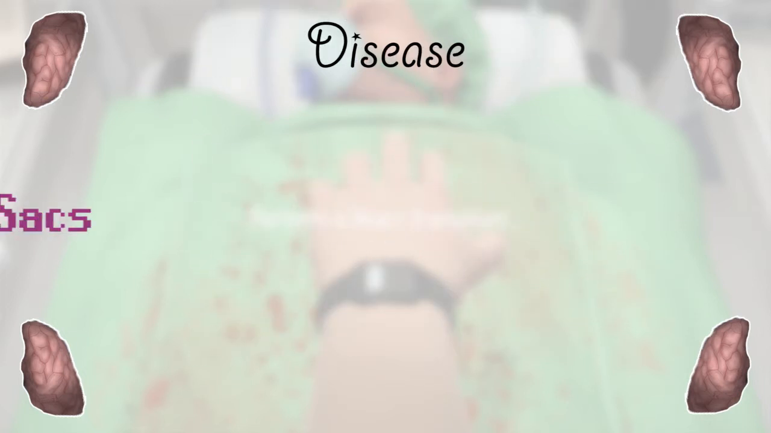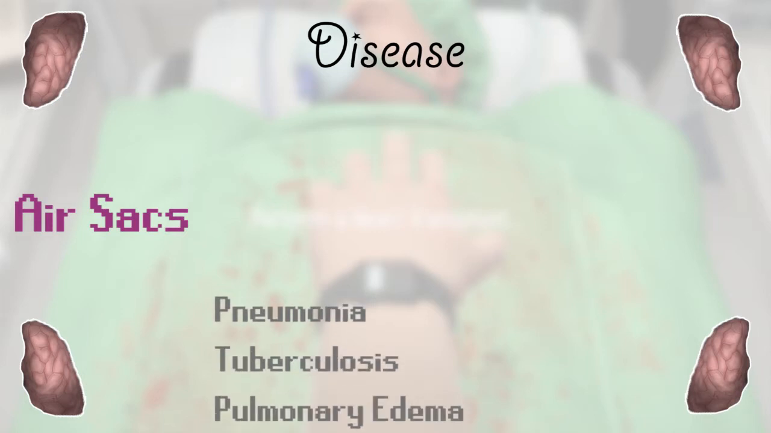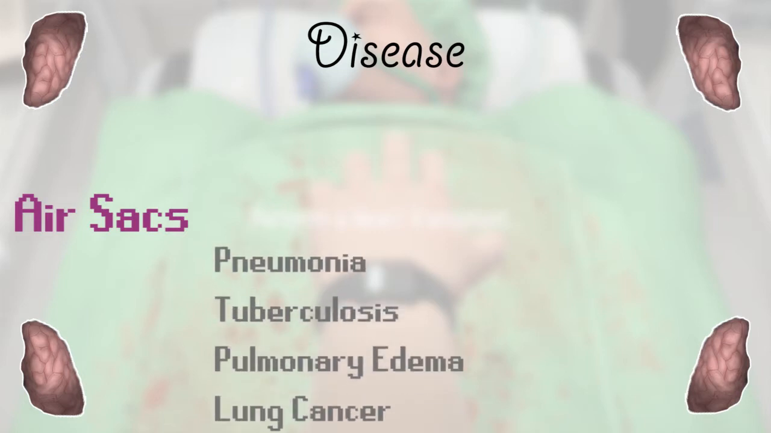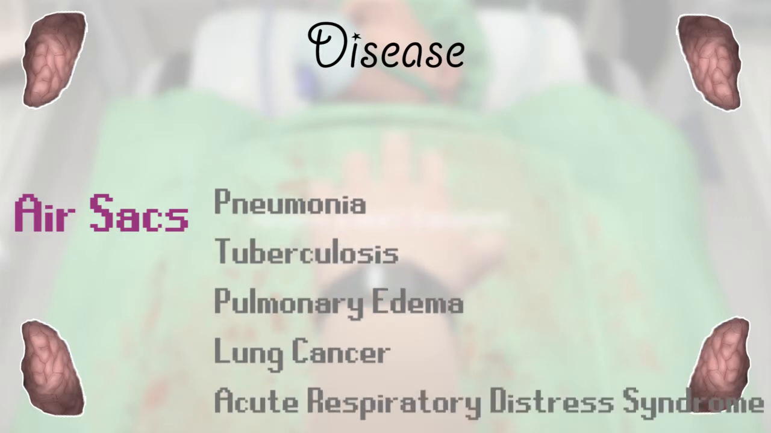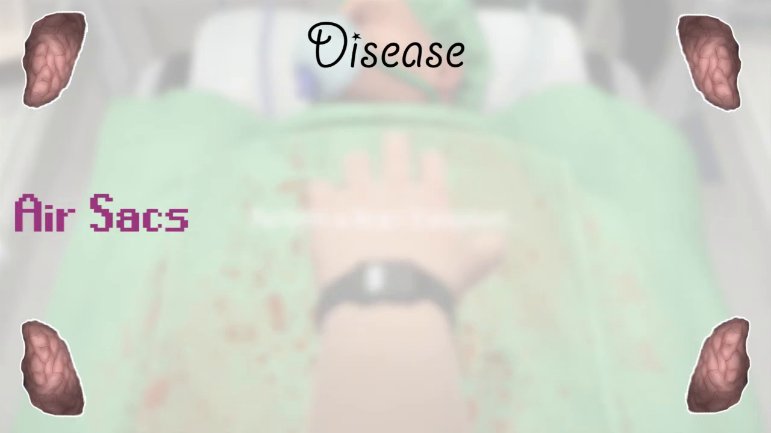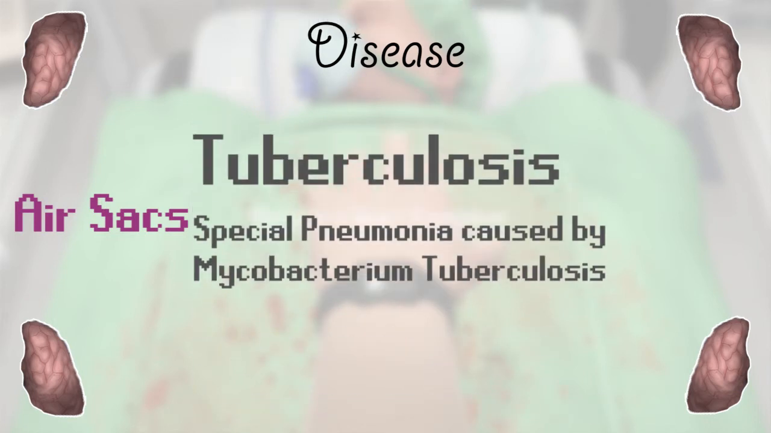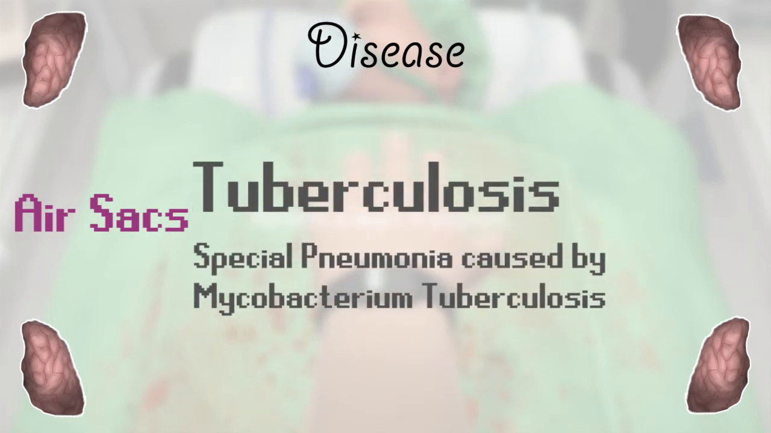The other half of the diseases affecting the air sacs are pneumonia, tuberculosis, pulmonary edema, many forms of lung cancer, acute respiratory distress syndromes, and pneumoconiosis. Pneumonia is a simple infection of the alveoli, usually by bacteria that you may breathe in that is either carried within the air or stuff getting into your lungs accidentally. Tuberculosis is a slowly progressive pneumonia caused by the bacteria Mycobacterium tuberculosis.